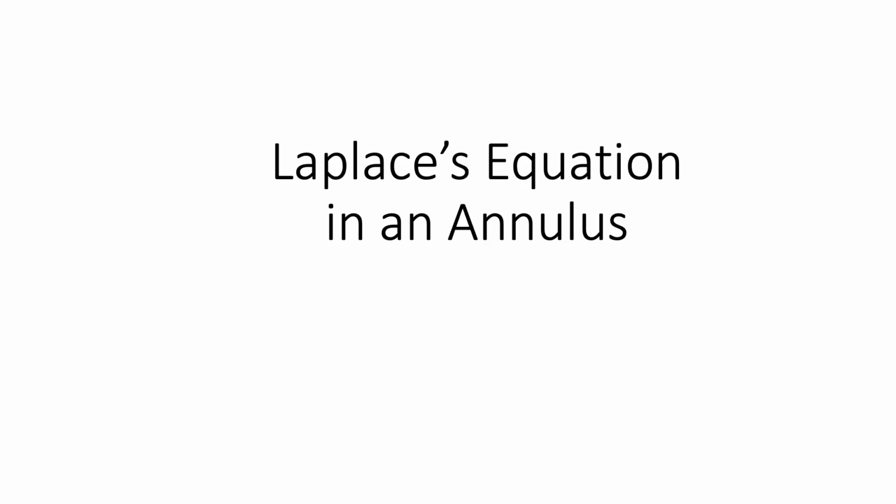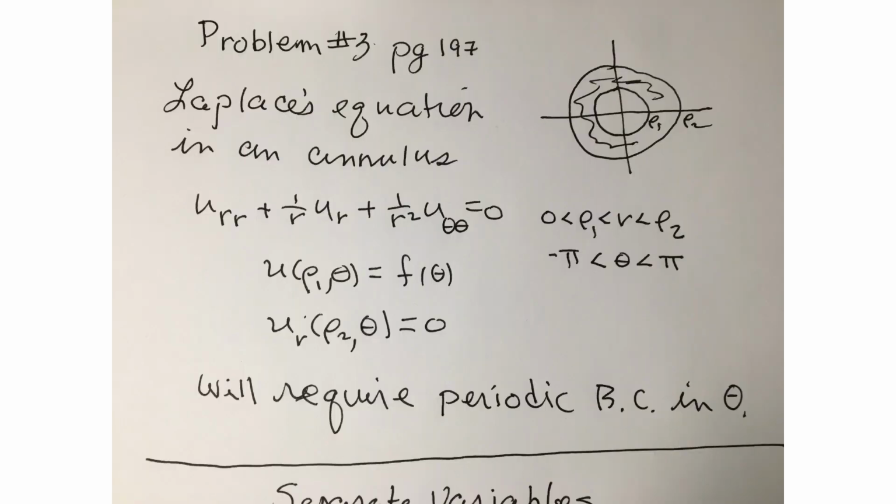Laplace's equation in an annulus. This is problem number 3 on page 197 in the textbook. Here we have Laplace's equation in polar coordinates on the domain rho 1 less than r less than rho 2. So it's the region shown in the picture in the upper right.